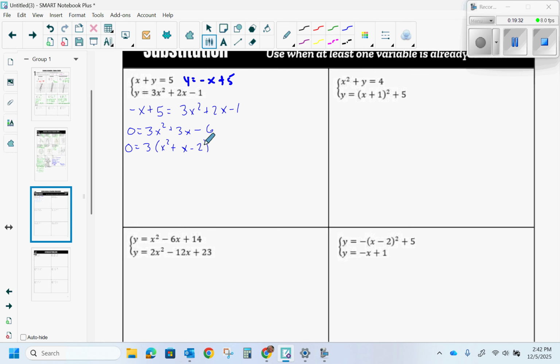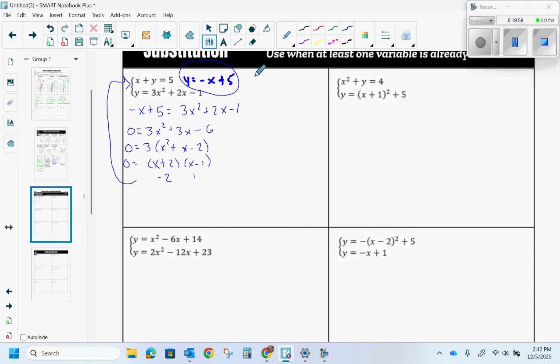Are there two numbers that when I multiply them, I get negative 2, and when I add them, I get 1? Yes, indeed. The 3 can divide out. This is x plus 2, x minus 1. So we get negative 2 and 1. So this tells us we're going to have two solutions. All right, and now you must plug these into the first equation. In fact, I'd plug it into this one. You have to plug it into the line.